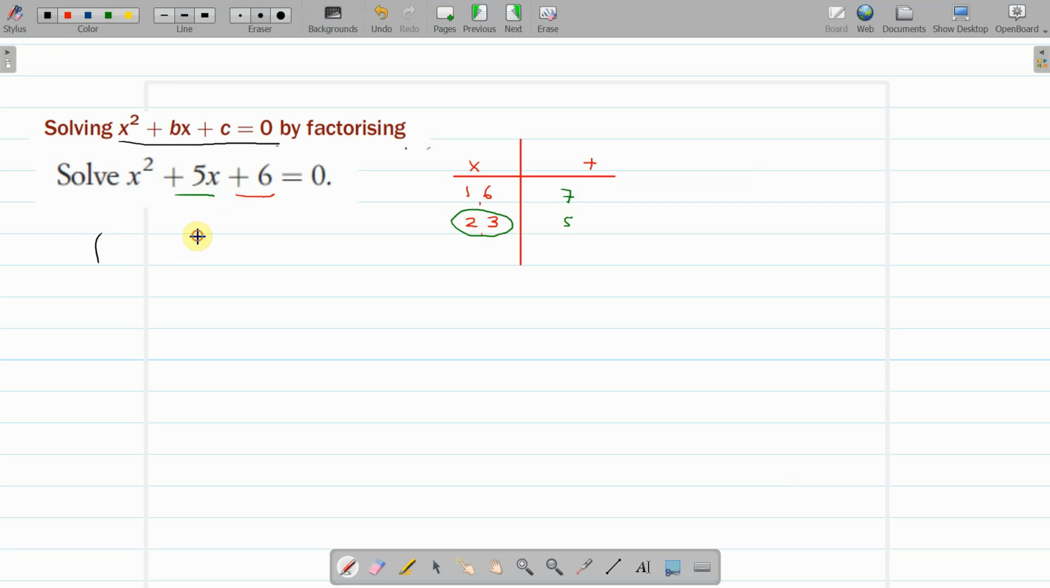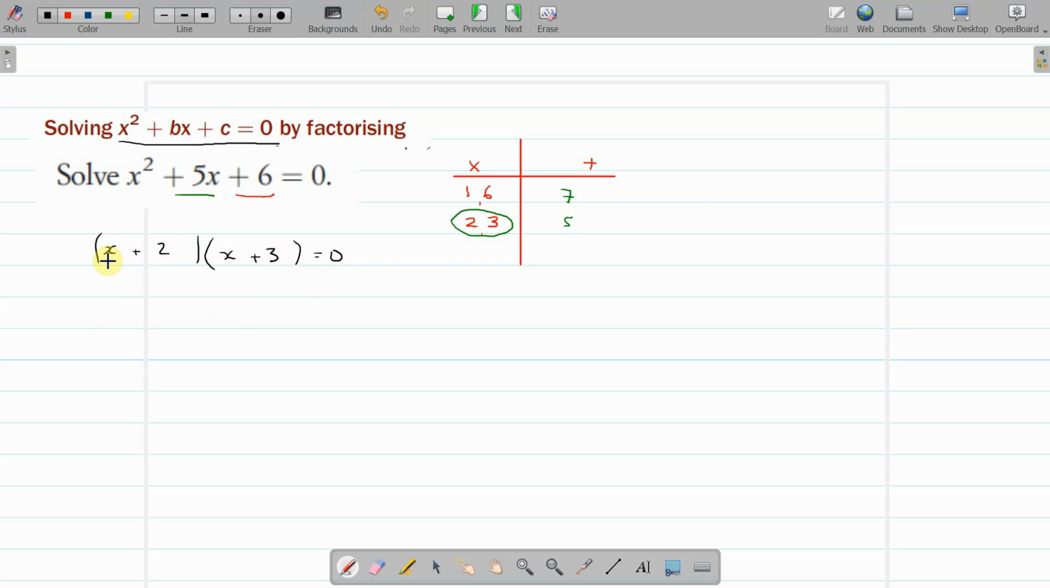So then you do double bracket, x plus 2, x plus 3, equals 0. It doesn't matter what order you put them in. You can do the plus 3 first, but as long as you've got a plus 2 and a plus 3, that's all good. That's the first bit. And then we're going to take care of what this equals 0 means. That means that this times this equals 0. That's got to equal 0, or that's got to equal 0.